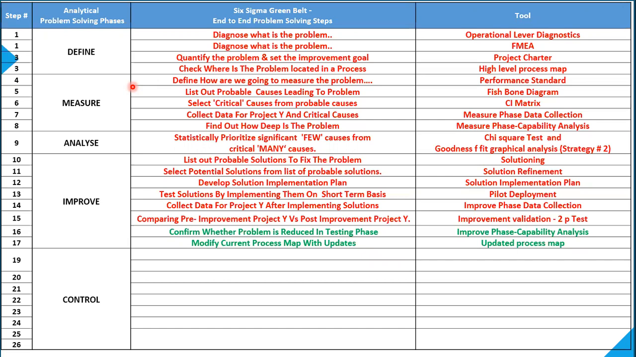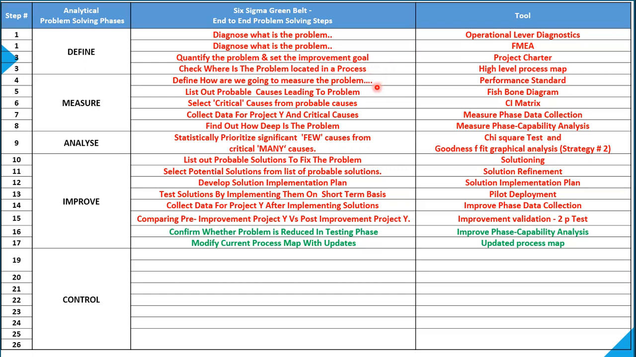Coming back to the define phase, we diagnosed the problem, prioritized it, then quantified it and set the improvement goal, because we want to improve the performance. That's the problem we want to solve. Then we documented it with the project charter. Once we did that, we located where the problem lies within the process. Then we converted the problem into measurable characteristics.